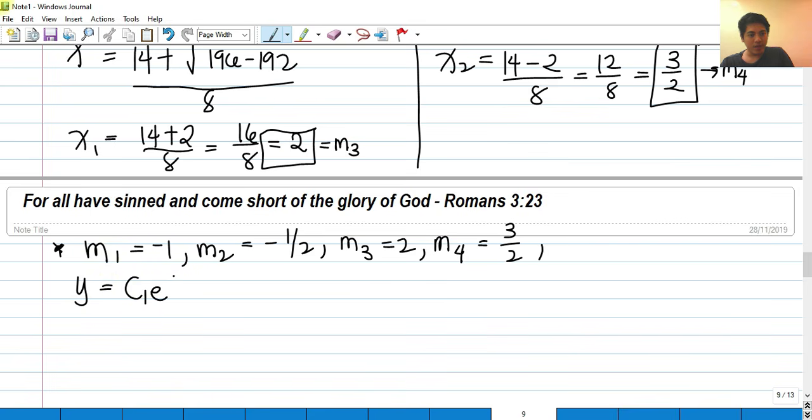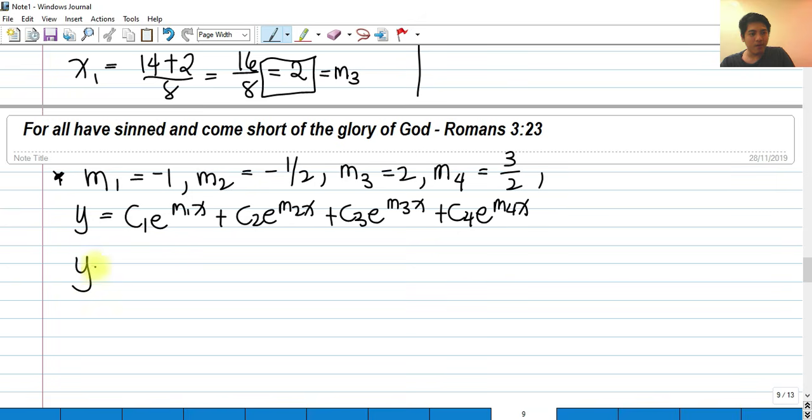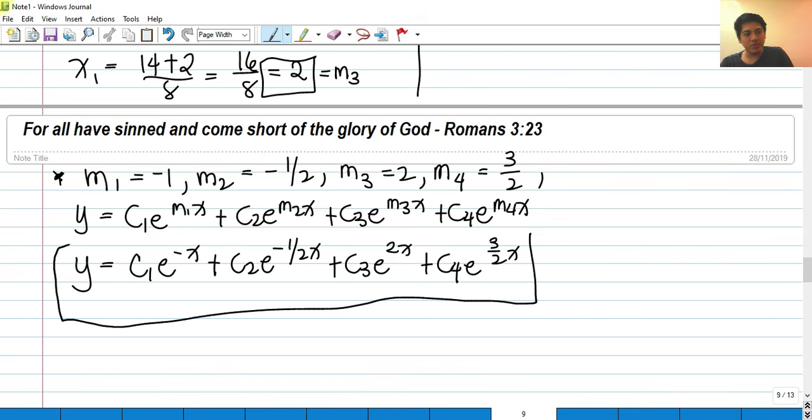So we can rewrite this in our solution. We have c sub 1 e raised to m sub 1 x plus c sub 2 e raised to m sub 2 x plus c sub 3 e raised to m sub 3 x plus c sub 4 e raised to m sub 4 x. If we substitute that, we have y is equal to c sub 1 e raised to negative x plus c sub 2 e raised to negative 1 half x plus c sub 3 e raised to 2x plus c sub 4 e raised to 3 halves x. And this is the solution to our differential equation using auxiliary equations.